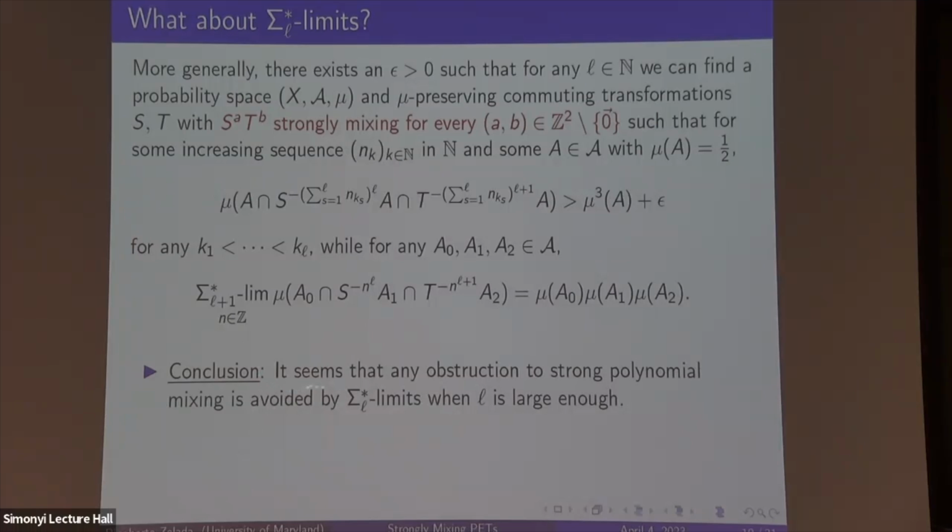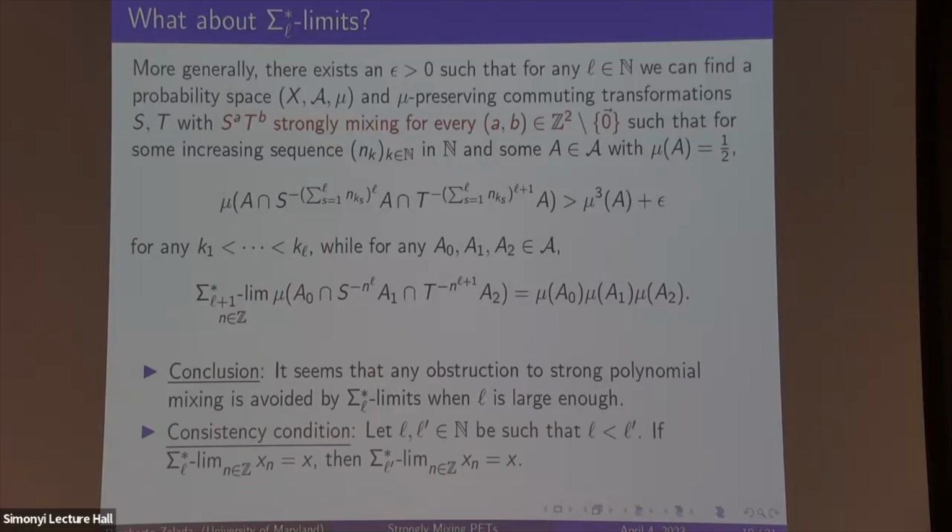So what are the conclusions? The first conclusion is that it seems that any obstruction to strong polynomial mixing is avoidable by taking the sigma L star limit with L large enough. The second conclusion, as Ethan asked, is a consistency property: if we take L less than L prime, then the sigma L star limit of x_n equal to x implies that the sigma L prime star limit of x_n is equal to x as well. So the larger the L, the weaker the limit. Finally, just as a curiosity, the sigma 1 star limit is actually the usual limit, because we are checking any subsequence of any given sequence. And this is the end of why sigma L star limit should be weak enough to avoid the obstructions.